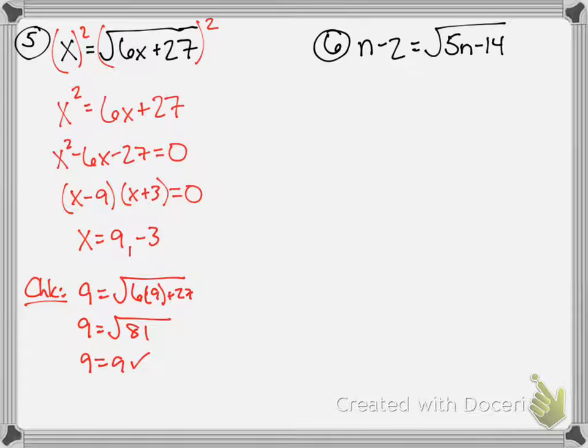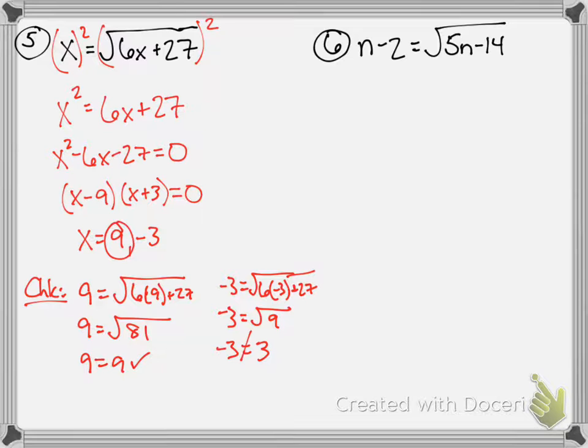Now I'm going to do the same thing with the negative 3. So negative 3 equals the square root of 6 times negative 3 plus 27. That'll give me negative 3 equals the square root of 9. That leaves me with an issue here. The problem is I can't have the square root of a number equal solely a negative. That's not going to work itself out. That particular answer, negative 3, doesn't quite work.